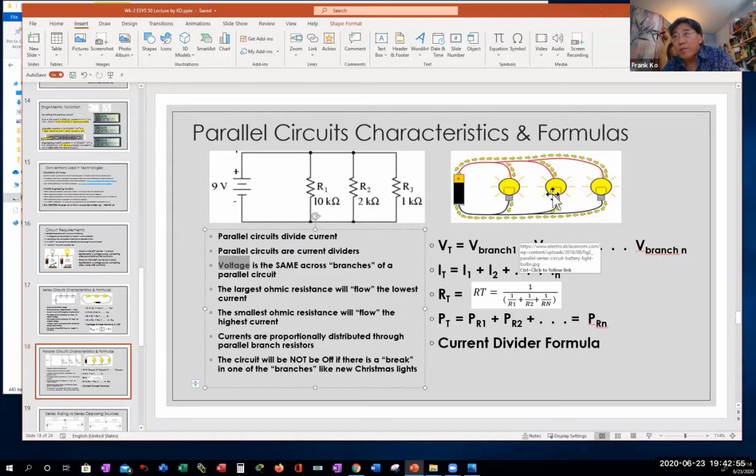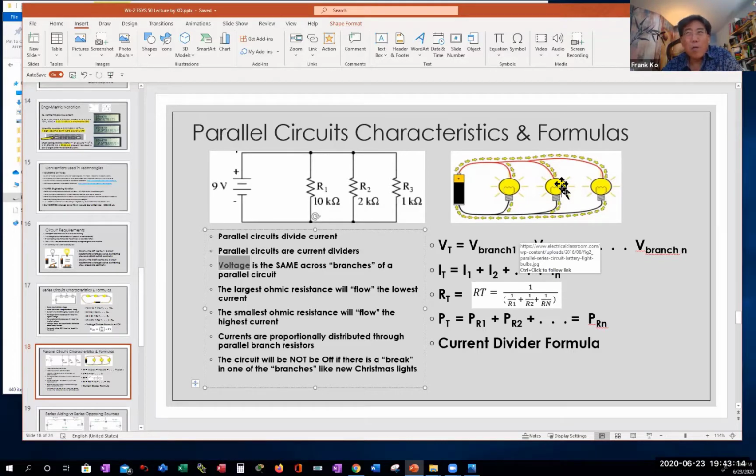So if the second lamp burns out, will current still flow through the first lamp? Yes. Will current still flow through the third lamp? Yes. But current will not flow through the second lamp if the filament is burnt out. This is how your current Christmas tree lights are set up.